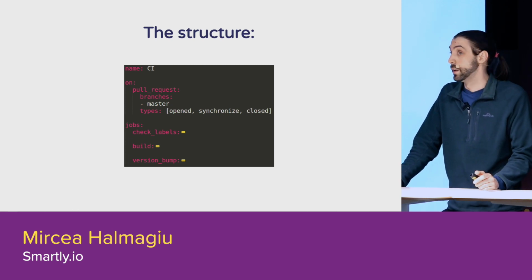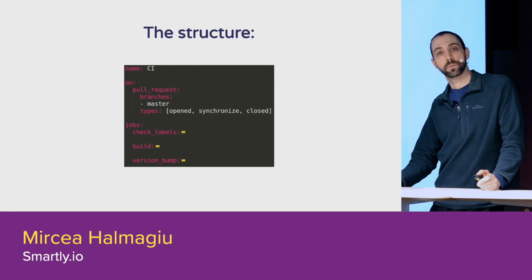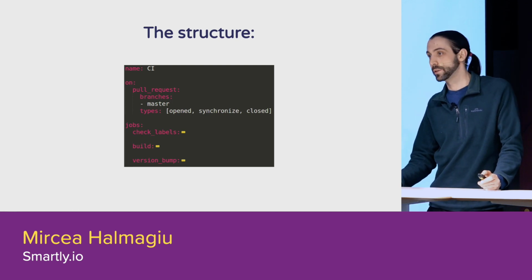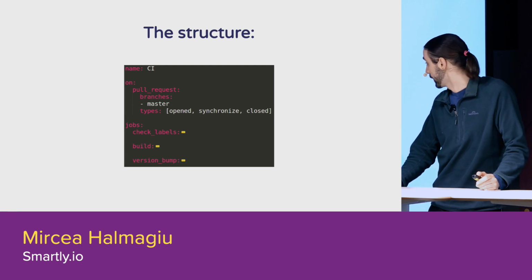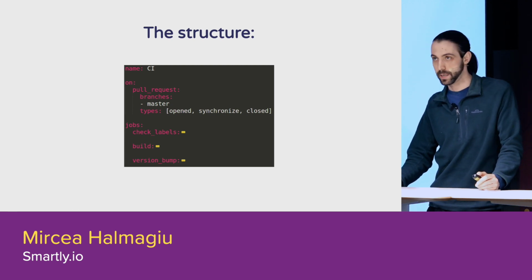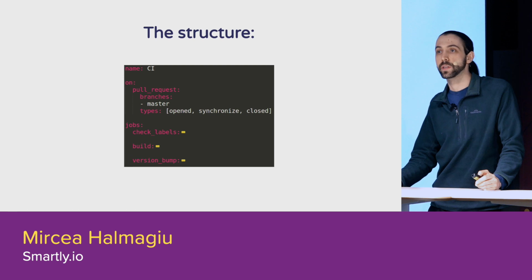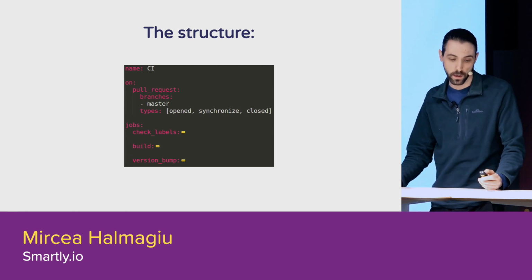So you'll notice that there are 3 jobs: check labels, which is going to do the check to make sure that we have the correct versioning label. There's the build step, and then there's the version bump step. So let's have a look at each one of these jobs individually.